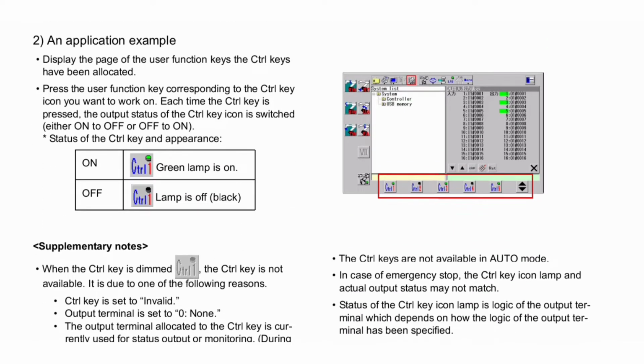Next is an application example. Display the page of the user function keys. The control keys have been allocated. Press the user function key corresponding to the control key icon you want to work on. Each time the control key is pressed, the output status of the control key icon is switched either on to off or off to on. Status of the control key and appearance: On, control 1, green lamp is on. Off, control 1, lamp is off, black. You can see the application example procedure in this image.